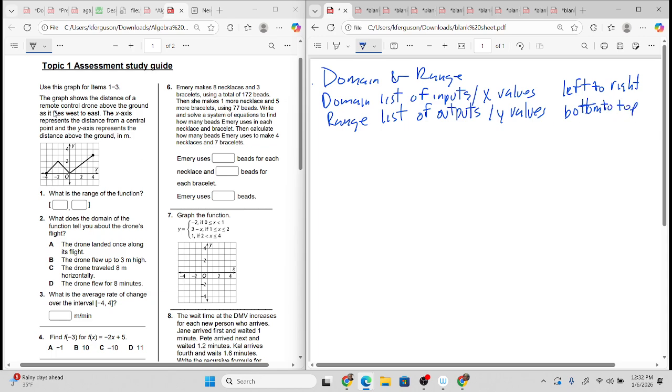So let's look at this problem. Use a graph for items 1 through 3. The graph shows the distance of a remote control drone above the ground as it flies from west to east. The x-axis, that's this line right here, represents the distance from a central point. So like the point that you're starting at. So I'm standing here, I'm starting to fly the drones, and the x-axis represents how far the drone is away from me. And the y-axis represents the distance above the ground. So how high it flew as opposed to how long, how much distance it flew.